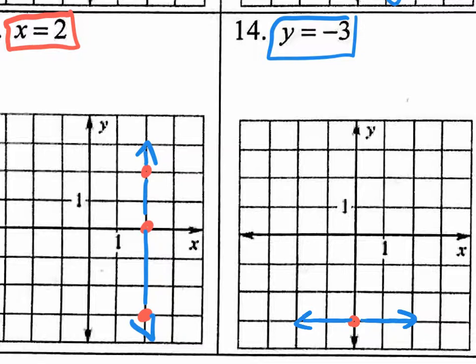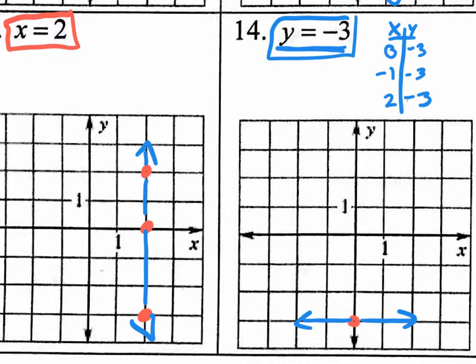So again, x equals a number is a vertical line, y equals a number is a horizontal line. You could even think of these logically with the XY table, like number 14. If you thought of an input-output table, all this says is that your y values have to be -3, -3, -3, -3. You could put in any numbers you want for the x values because there's no x involved, and you would get that same flat line going left to right.